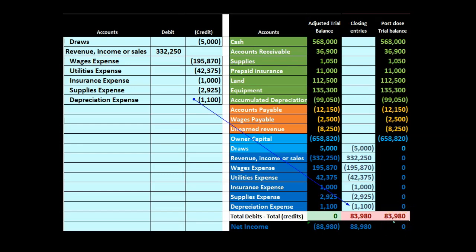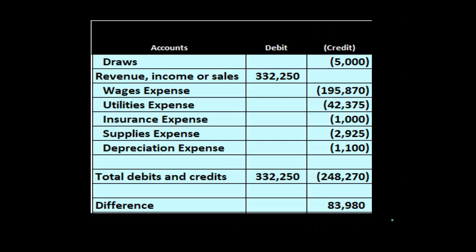We've got to think about, what do we want to do next? If we look at the journal entry format, this is what we have. We've got debits. If we sum up the debits, they add up to $332,250. If we add up the credits, $5,000 plus $195,870 plus $42,375 plus $1,000 plus $2,925 plus $1,100 is $248,270. So the $332,250 minus the $248,270, the debits minus the credits, means we have a difference of 83,980. That's what we need, in other words, in order to make the debits equal the credits.